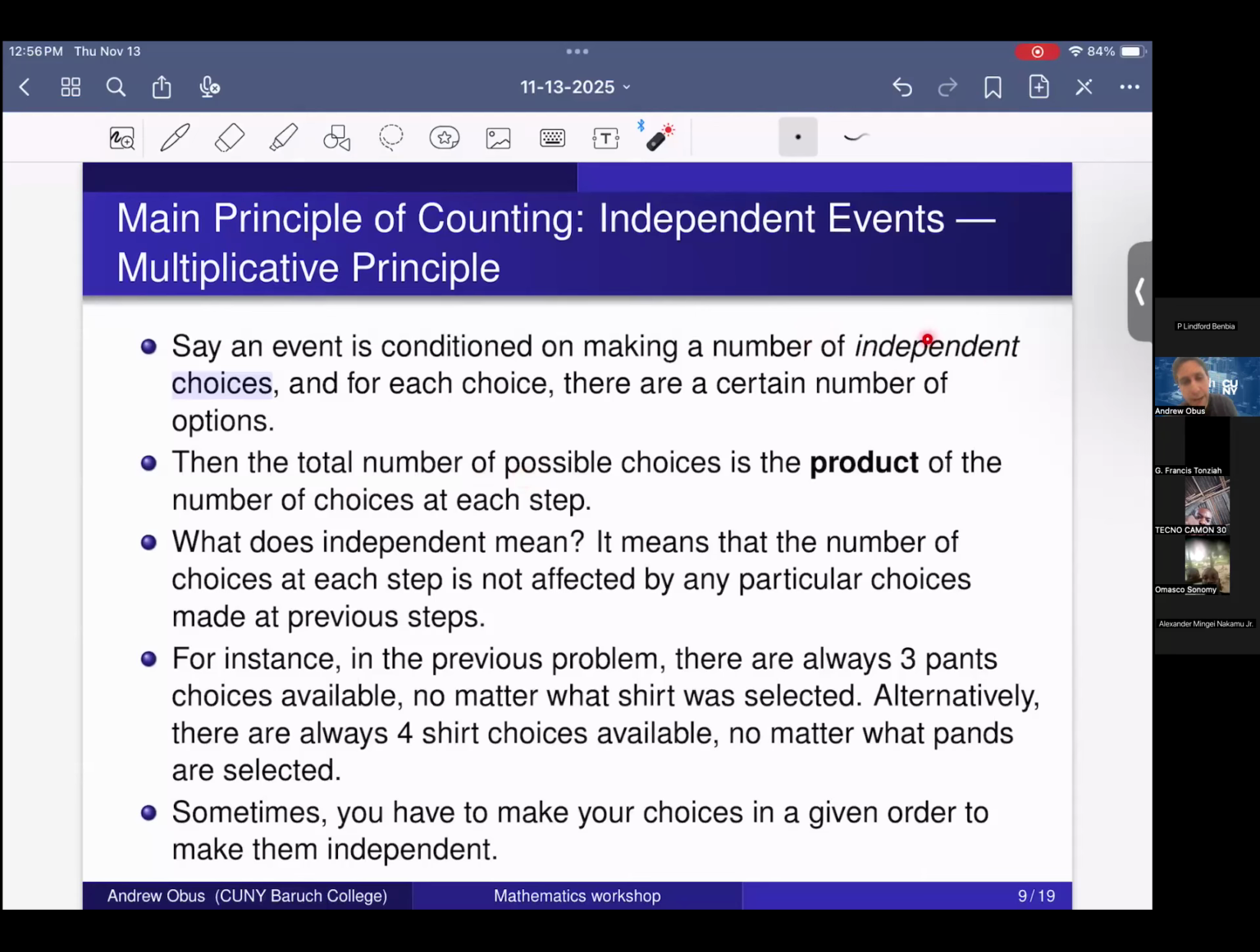But what does independent actually mean here? Independent means that the number of choices at each step is not affected by any particular choices that you've made at the previous steps. Okay? So in this previous problem, no matter what shirt you pick, there's always going to be three choices of pants available. It doesn't matter whether you pick shirt A or shirt B or shirt C or shirt D. In all cases, there's going to be three pants choices available.